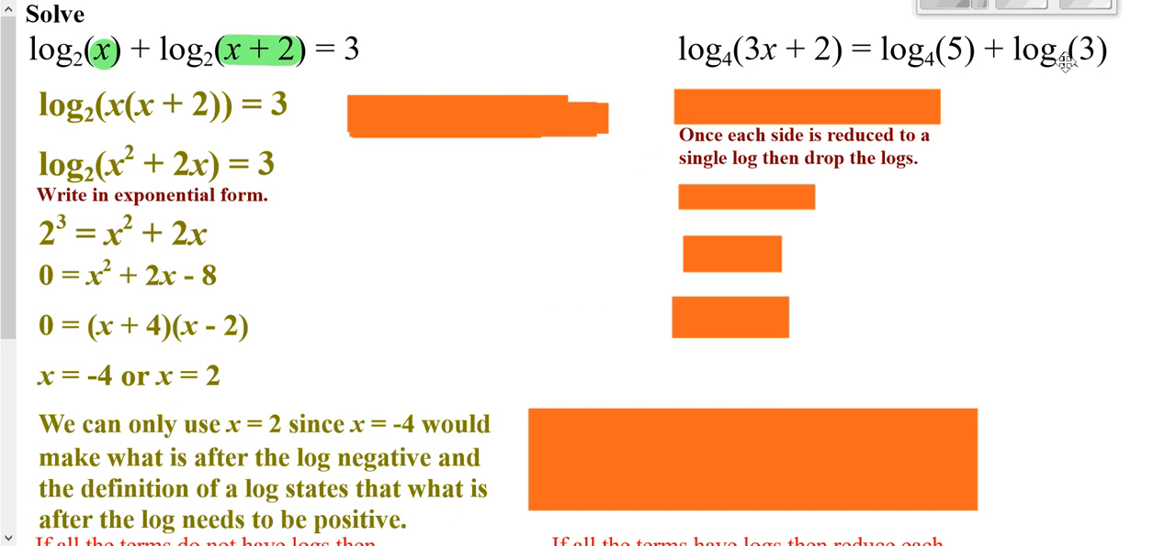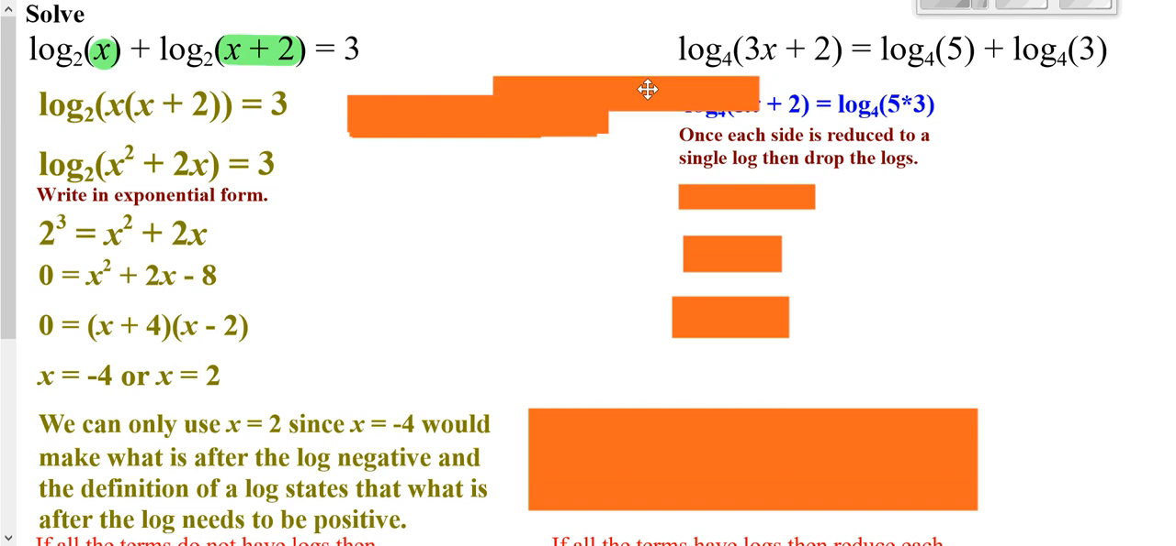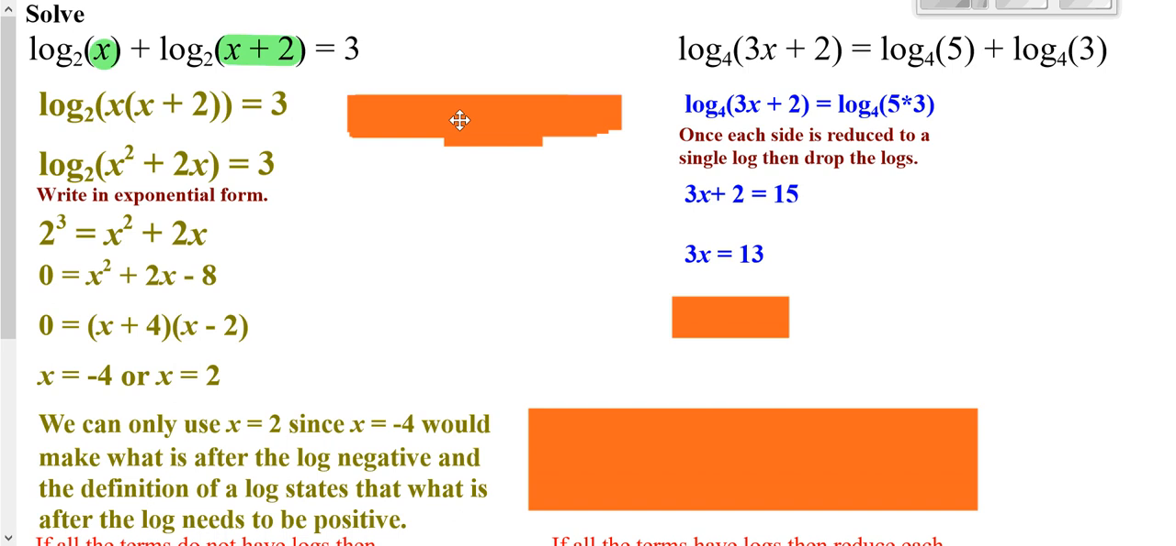Here, everything has logs, but you can't just drop the logs until you get to one log on each side. Here we already have one log on the left side. But on the right side, we have a log plus a log. Well, we have a property that says if you have a log plus a log, you should be able to multiply together what's afterwards. Now that you have one log on each side, it's similar to what we were dealing with a couple sections ago, that we can just drop the logs and then just solve it like normal. And then once again, you want to make sure that if you take this and plug it in, you don't get a negative after your log. And by the way, this is positive times 3 plus a number is going to be positive, so it would work.